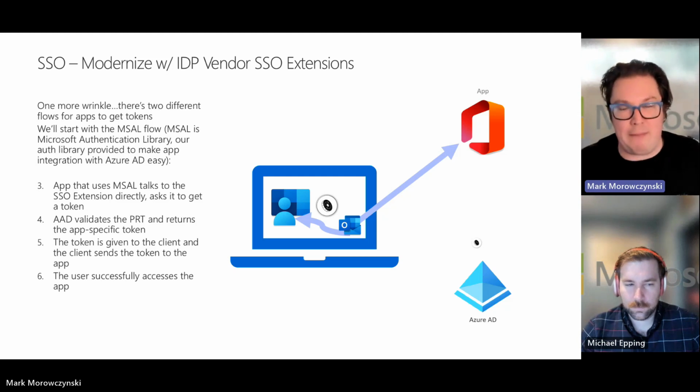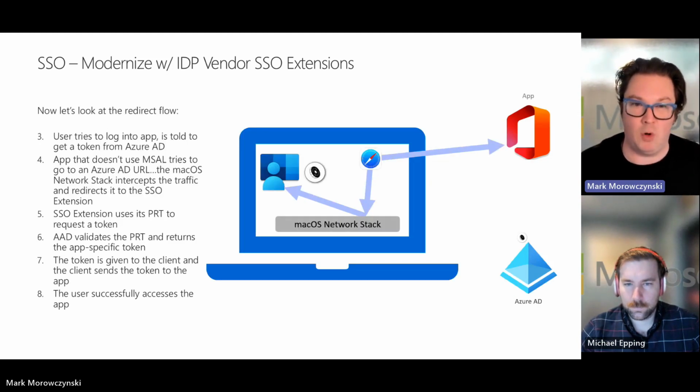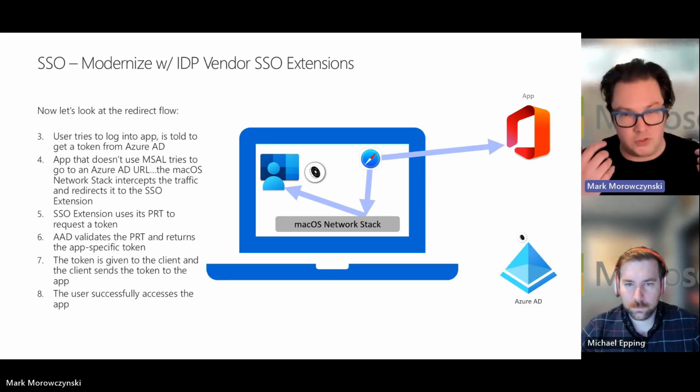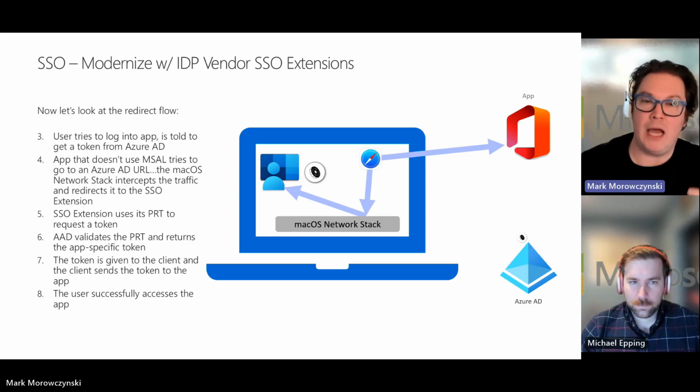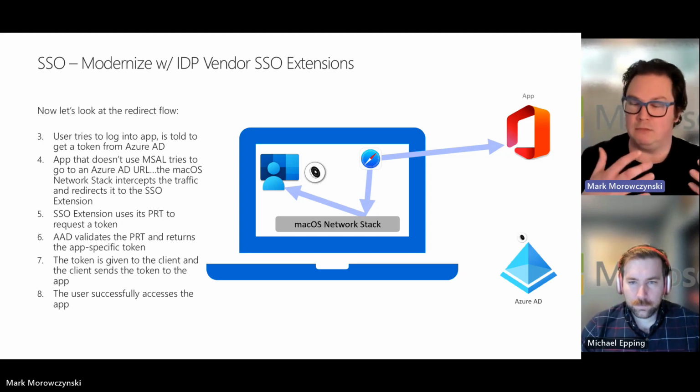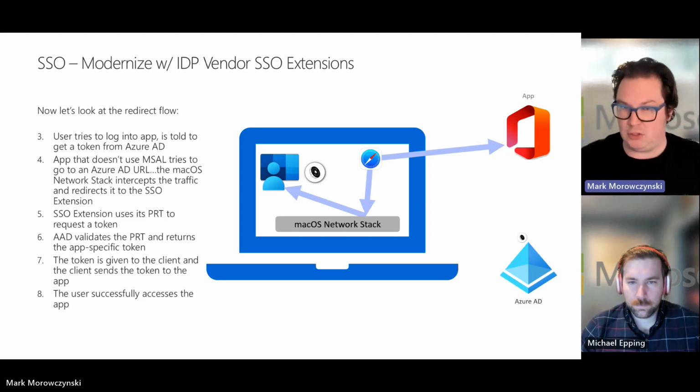Okay, but what if my application isn't using MSAL and it's using something like Safari? How does this actually work? So we have Safari here. We have the MSO network stack. Okay, so let's go to portal.office.com or OWA or something like that. So we'll put that in. And what's going to happen is instead of going directly to that, the network stack is going to get redirected over to the SSO extension.